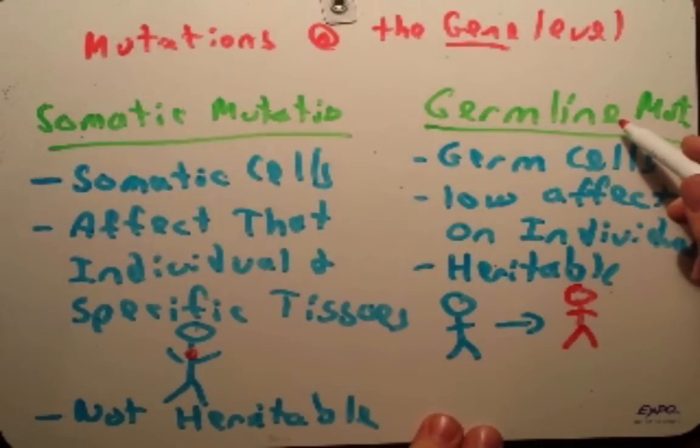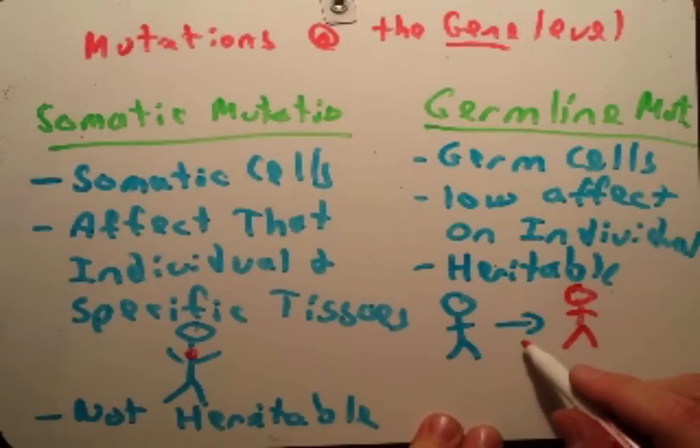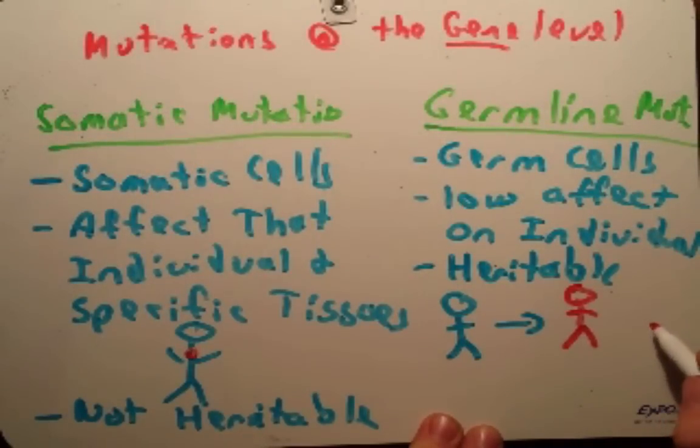So long-term wise, if you think about it from an evolutionary standpoint, germline mutations have a greater effect on progeny and downstream progeny, whereas somatic mutations don't. They're more of the here and now mutations. They affect the individual, but they're not going to be passed on.